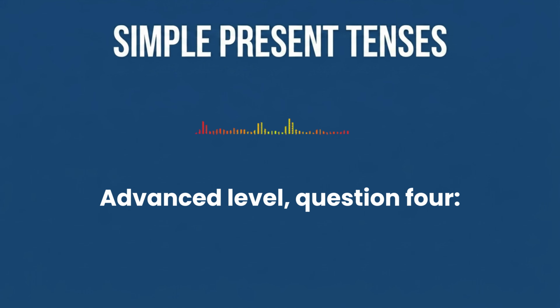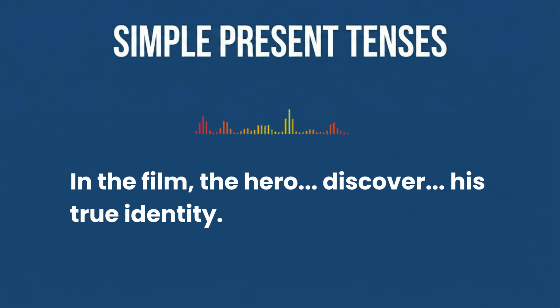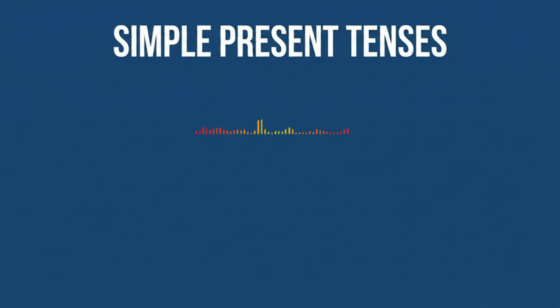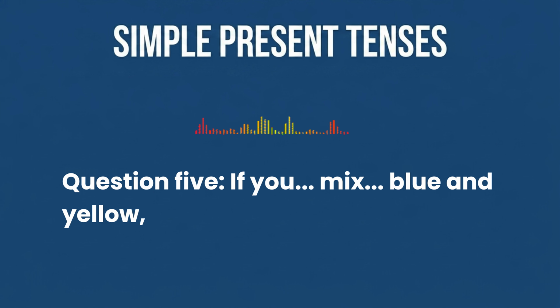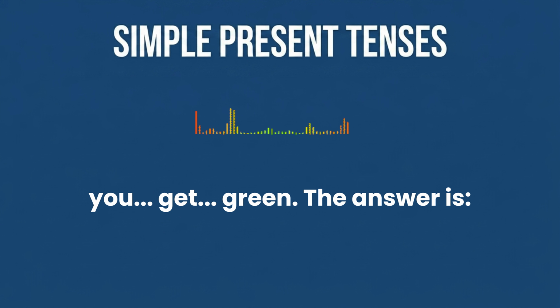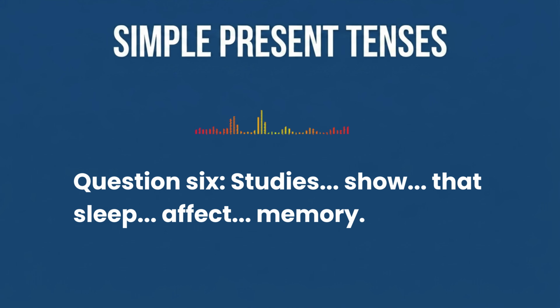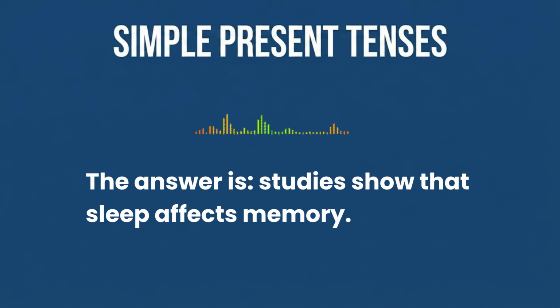Advanced level. Question 4. In the film, the hero discover his true identity? The answer is, the hero discovers his true identity. Question 5. If you mix blue and yellow, you get green? The answer is, if you mix blue and yellow, you get green. Question 6. Studies show that sleep affect memory? The answer is, studies show that sleep affects memory.